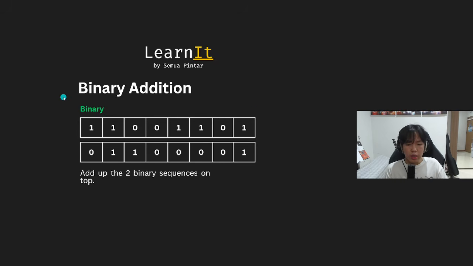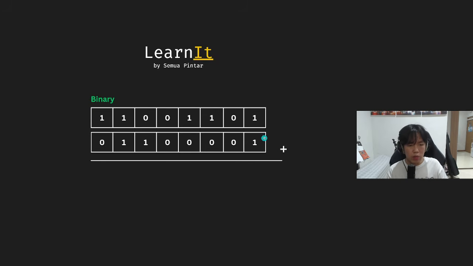Okay, so if we try to add up these two binary sequences on top, let's try to do it. So 1 plus 1 is 10. Bring 1 here. So this is 0 plus 0 plus 1, which is 1. This is 1, 1, 0, 1. Okay, this is where you guys should pay attention. 1 plus 1 is equal to 10, so we write 0 down here, and then we add 1 to the next part.